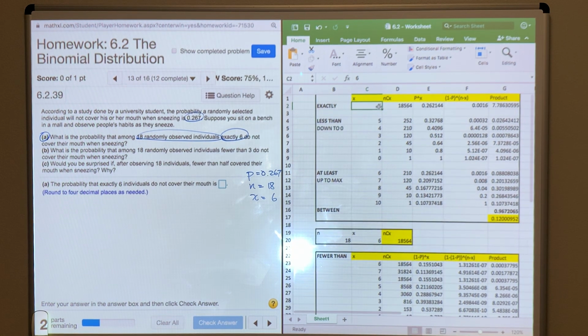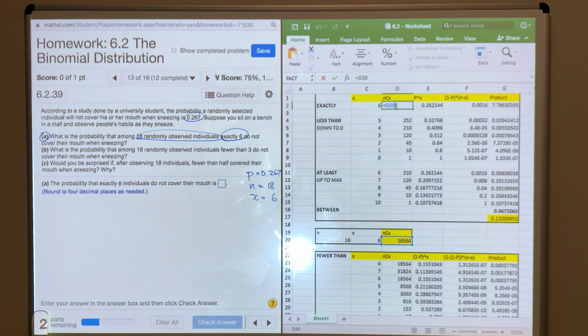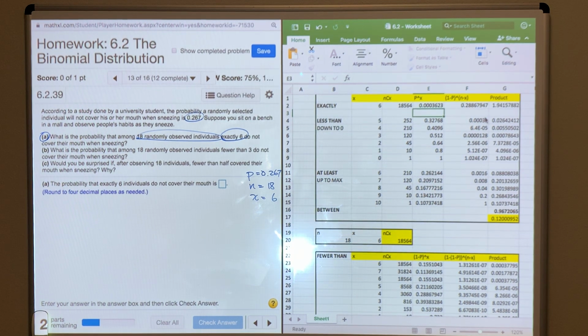So 6 is my X. Let me start over again. NCX. So my NCX is 18,564. Now my P to the X is my probability of 0.267. And then my 1 minus P is 1 minus 0.267 to the power of 10 minus my X. Okay?